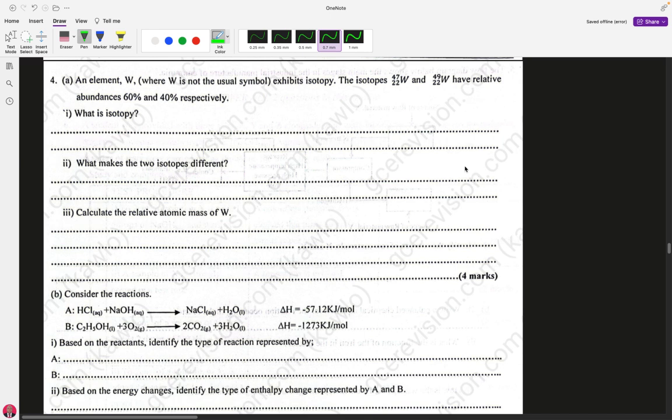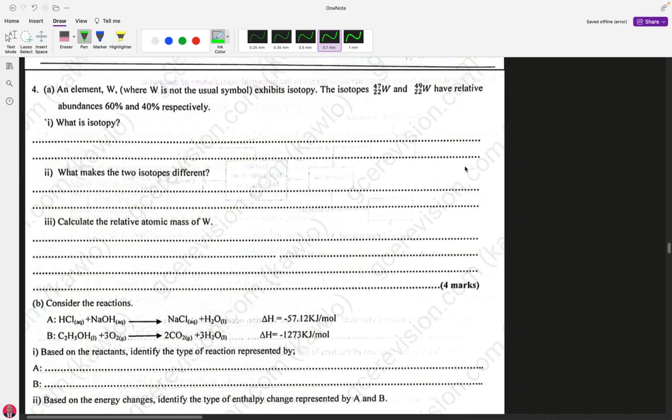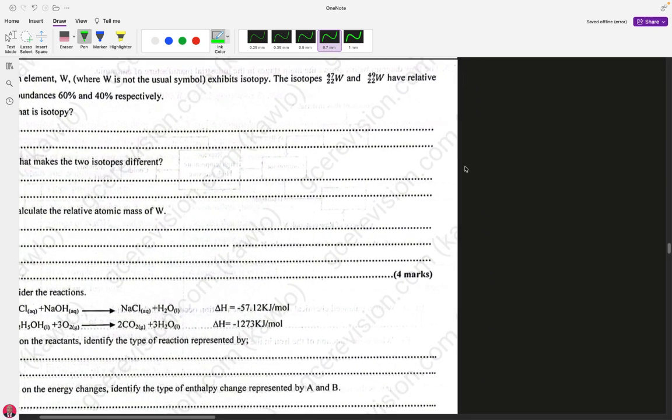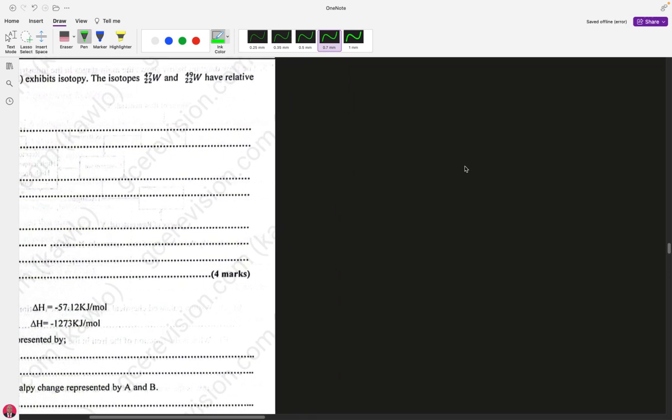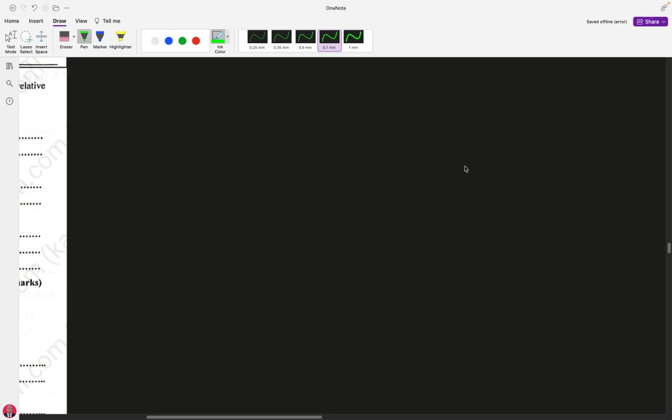What is isotopy? This is what I have been telling you. You should know all this. You should know the difference between isomers, isotopy and allotrope, so that you are not embarrassed in the examination room. What is isotopy? As stated, iso means the same.